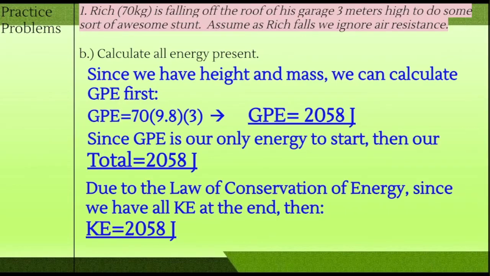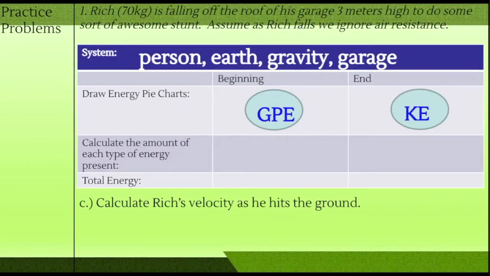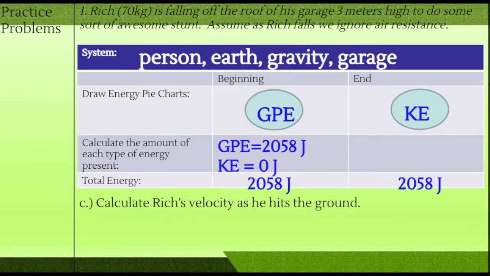Meaning that at the end, we have a kinetic energy of 2058 joules. So let's go ahead and fill out our table. We have GPE equal to 2058 joules in the beginning, and kinetic energy is 0 joules in the beginning because Rich is at rest before he jumps off his garage. The total energy is us adding those two together. The total energy at the end is the same as the beginning.